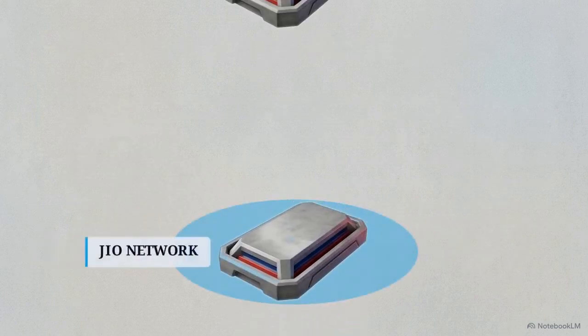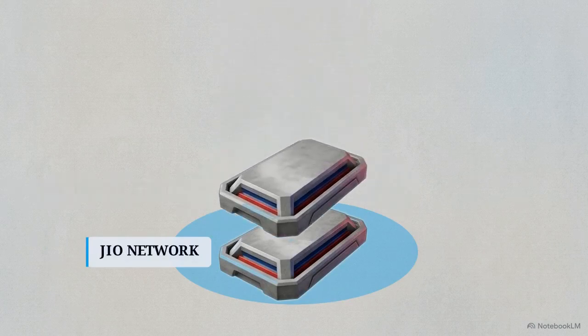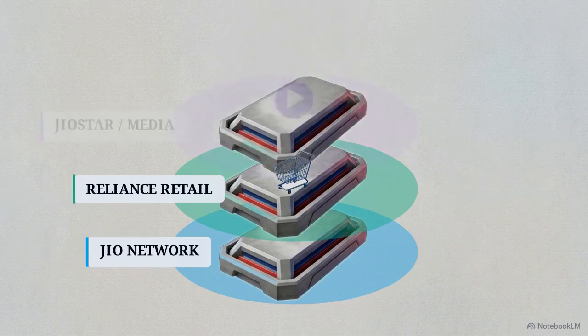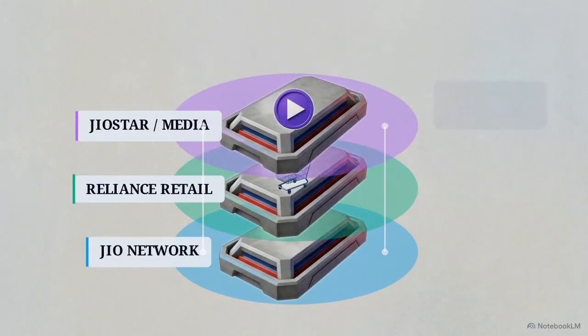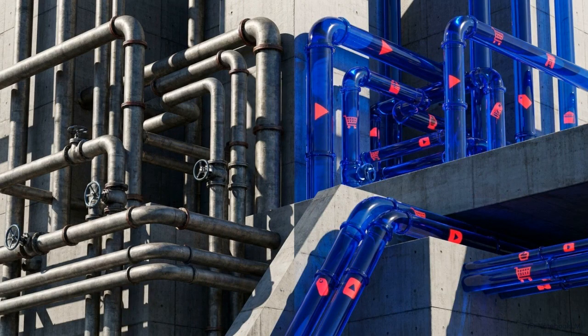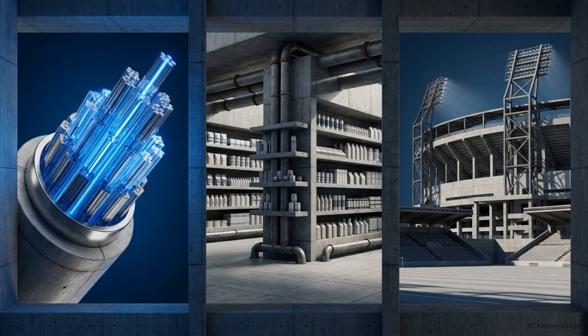This creates a commercial stack. The base pipe is the Jio network. Above that is the product layer, Reliance Retail. The final layer is the program. An $8.5 billion merger with Disney forms JioStar, securing a near monopoly on premium Indian broadcast rights like cricket. This massive digital ecosystem is exactly the same strategy they used for oil and textiles, simply applied to human attention. They own the network pipe, the retail interface, and the media content flowing through it.